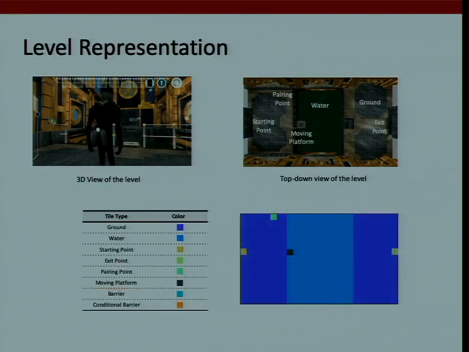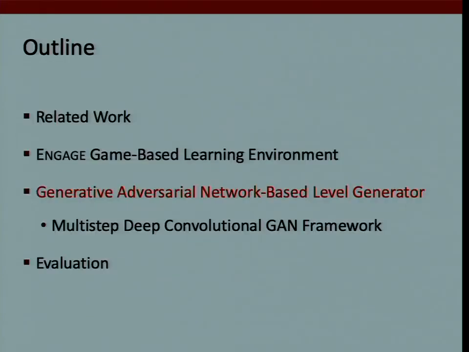This specific room does not require students to program loops or conditionals that are required in Engage. So we added 2 other barriers so we can have variations, to provide students with levels that encourage them to get those concepts. Next, I'll dive into our GAN-based level generator.